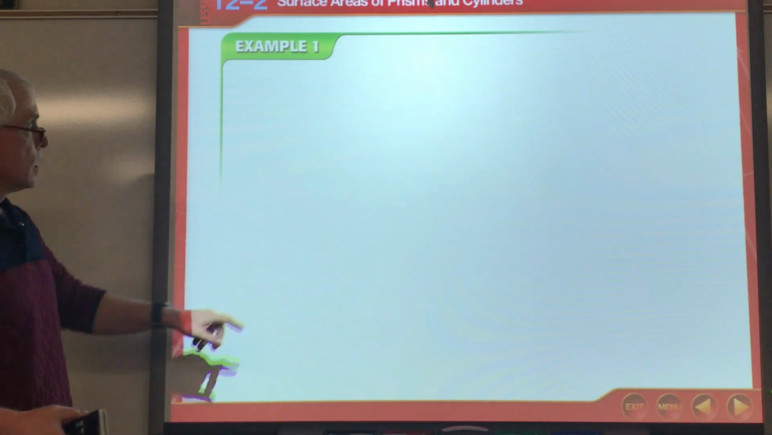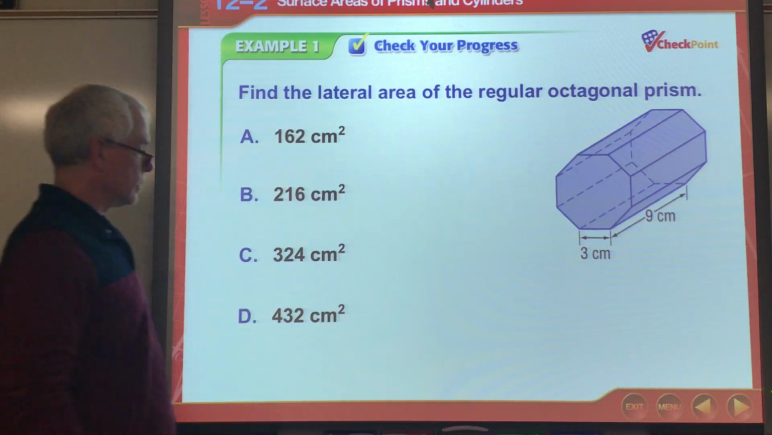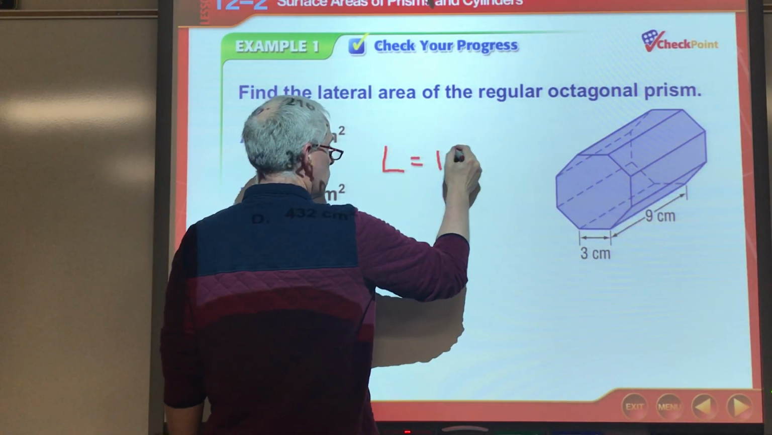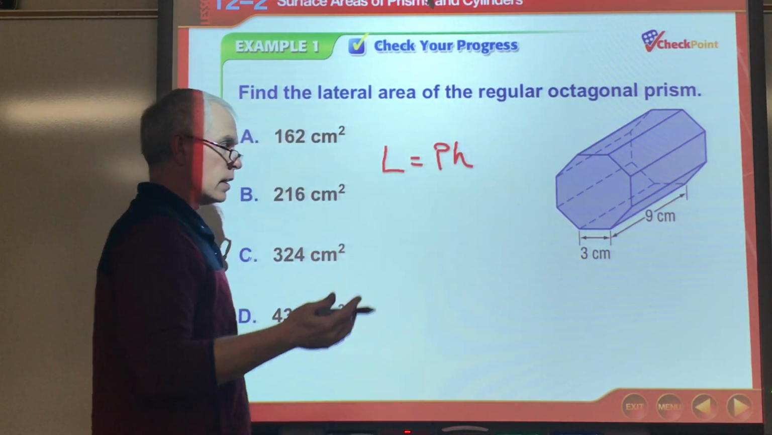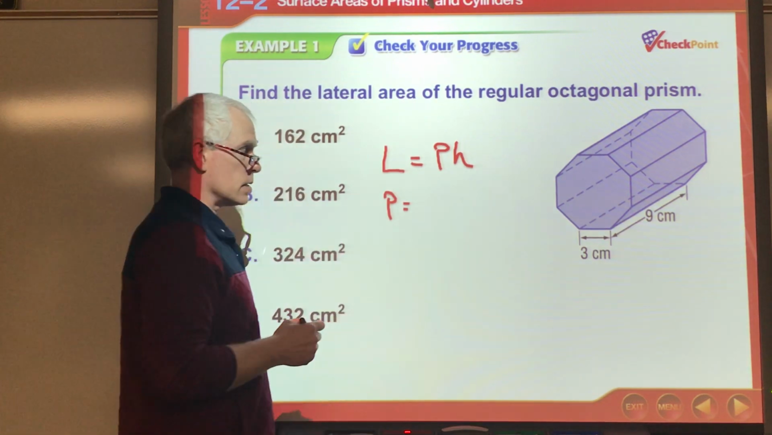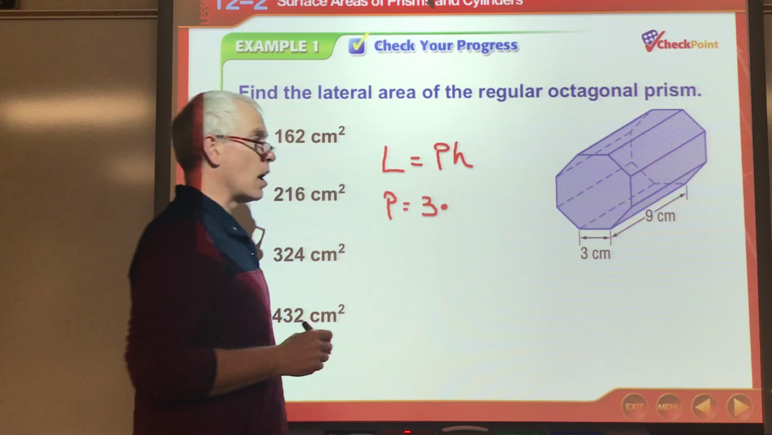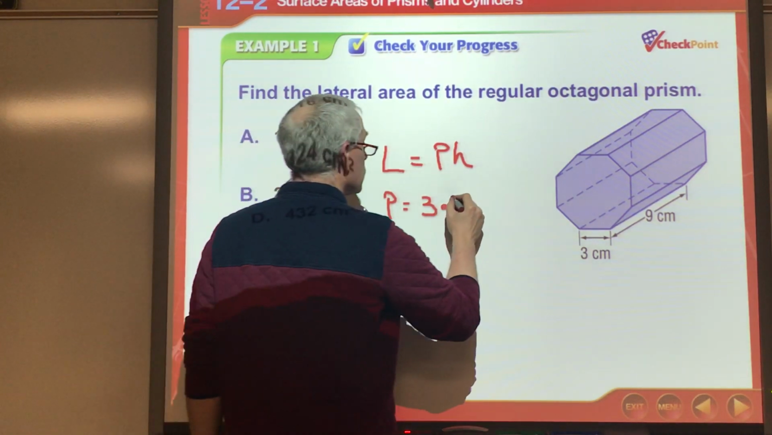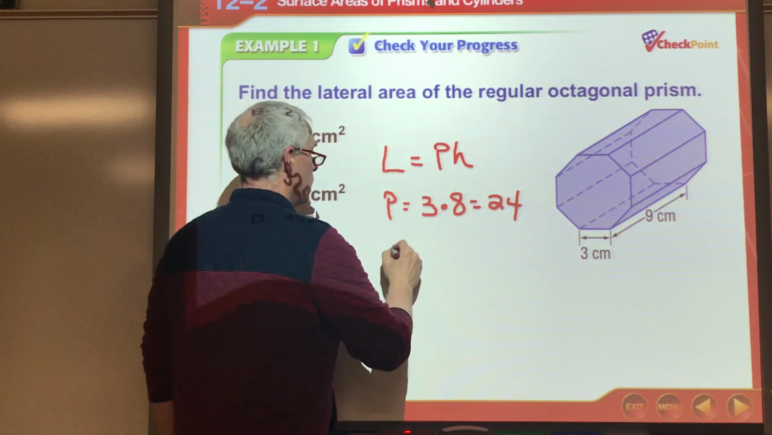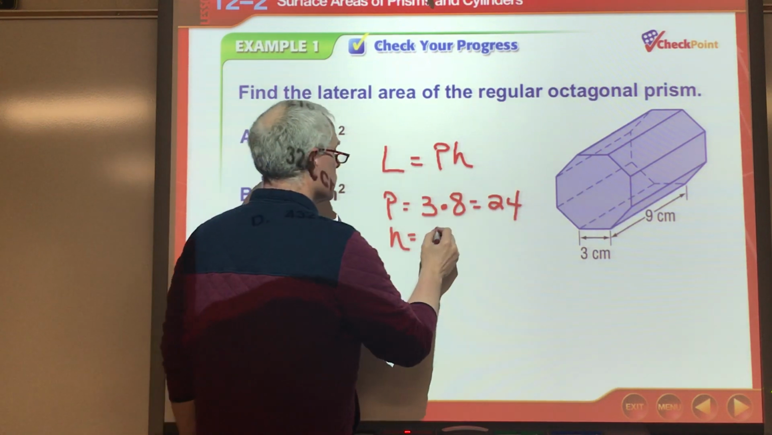All right, why don't you guys try one? They want the lateral area. Lateral area is P times H, so we're going to calculate them separately and then bring it back in. Capital P is the perimeter of the base. Each base edge is 3 centimeters long. It's an octagon, so there are 8 of those. So capital P is 24. The height of the prism, or the distance between the two octagons, is 9.